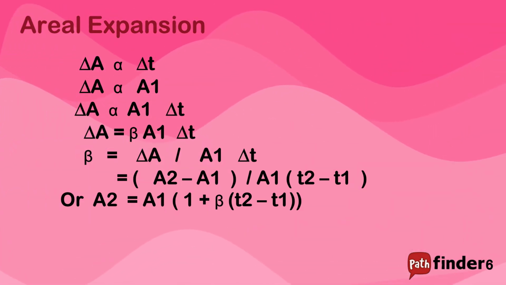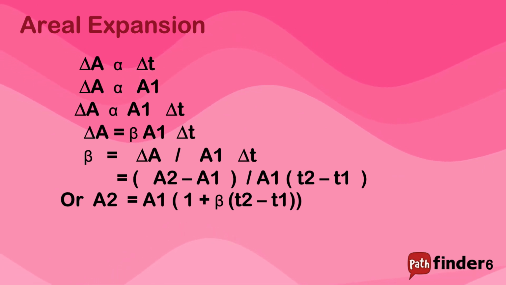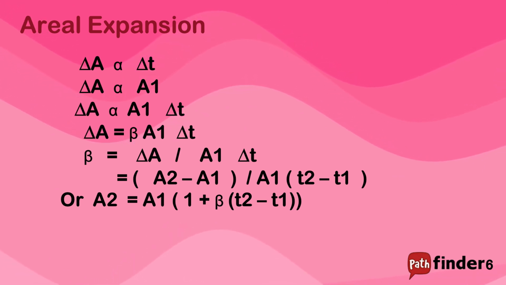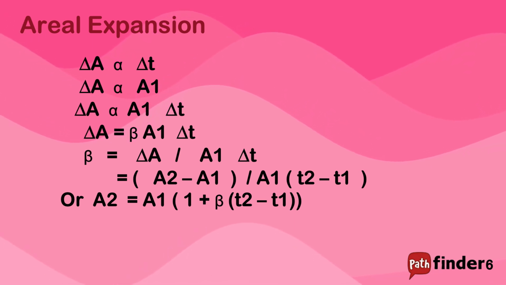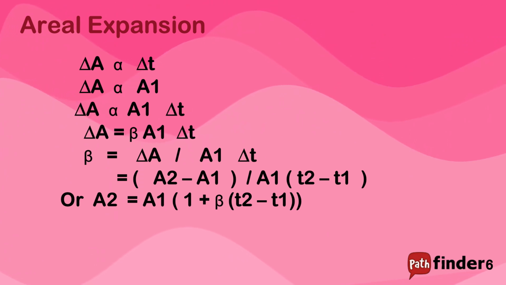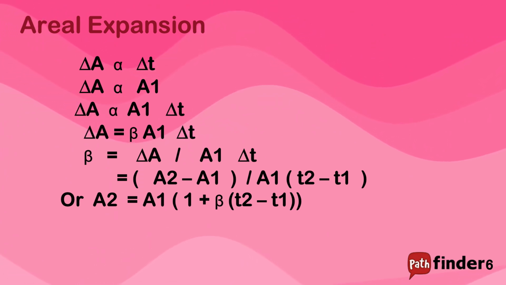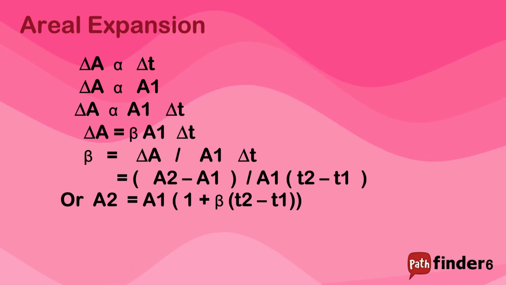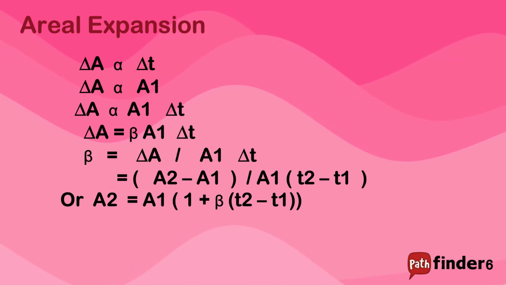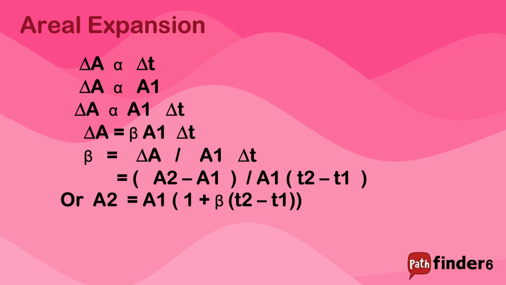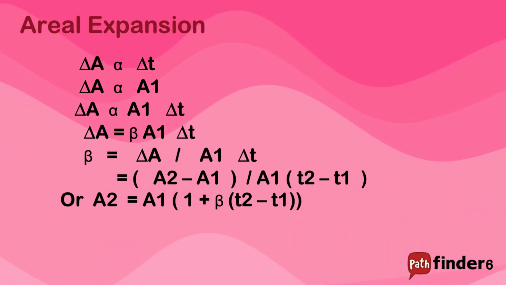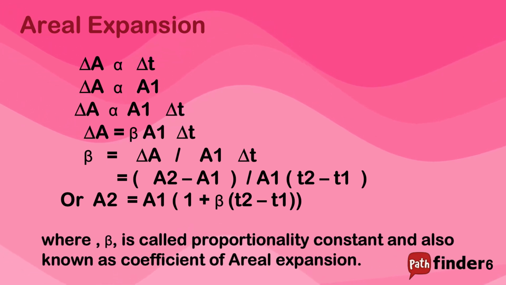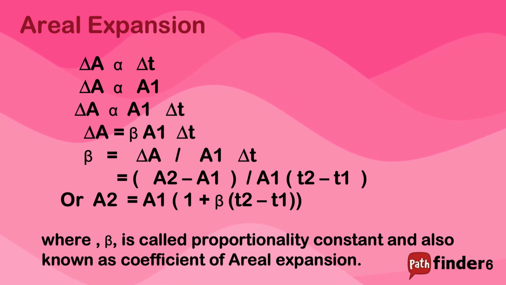So by that we can write that delta A is directly proportional to A1 and delta T. To make this equal, we need a constant. So delta A is equal to A1 beta delta T. Beta can be written as beta equal to delta A, change in area, by original area A1 per change in temperature delta T, or A2 is equal to A1 into 1 plus beta into T2 minus T1, where beta is called proportionality constant and also known as coefficient of areal expansion.